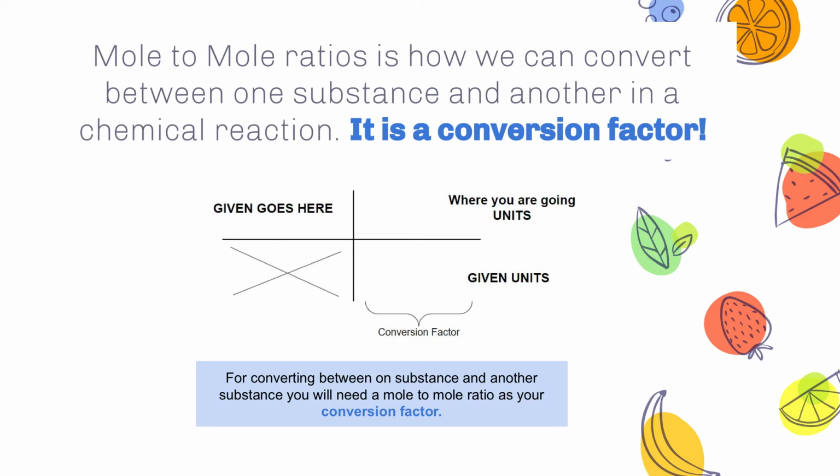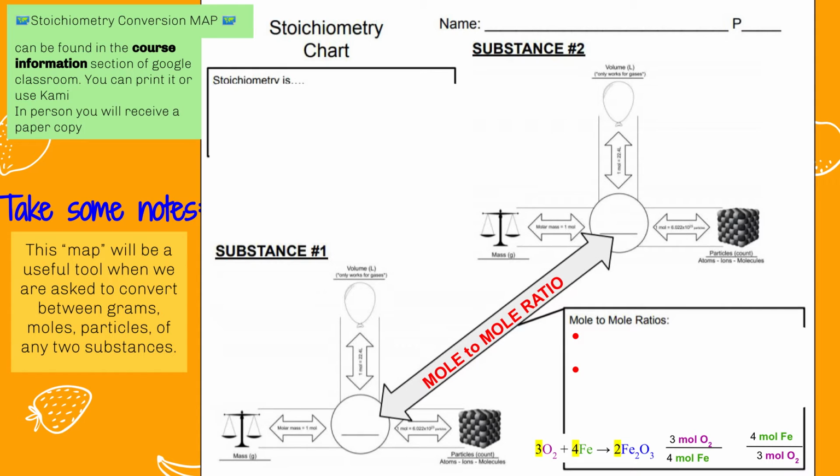Mole-to-mole ratios are how we can convert between one substance and another in a chemical reaction. It's a conversion factor. So for converting between one substance and another substance, you need to use the mole-to-mole ratio as your conversion factor. In your notes or in the map, you should fill in this information. It's in the course information section of Google Classroom. You can print it or use Kami. In person, you will receive a paper copy, except for none of us here are in person. That note was for Ms. Fleischer's class.